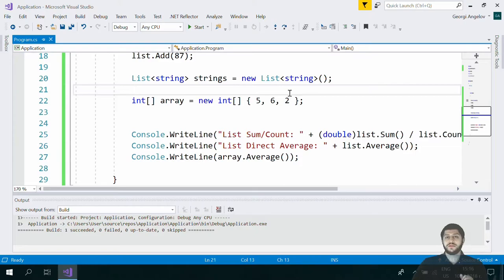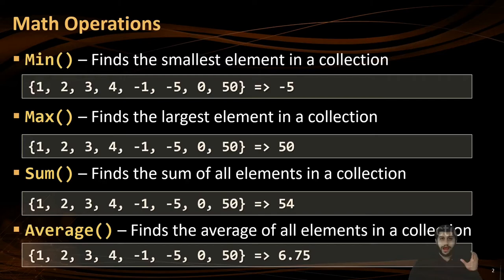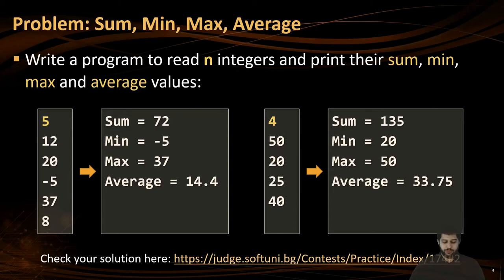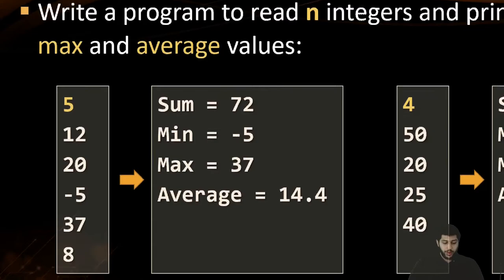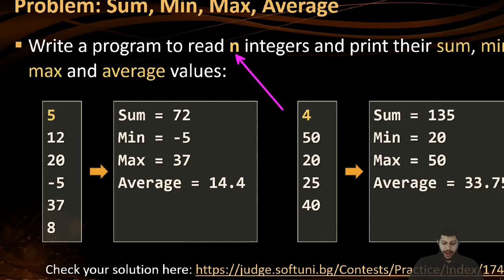Okay, now having these in mind, we can solve a problem. And this problem is a pretty easy one. We have the sum, the min, the max, and the average of numbers, or of a collection. We need to read n integers and print their sum, their min, their max, and average values.